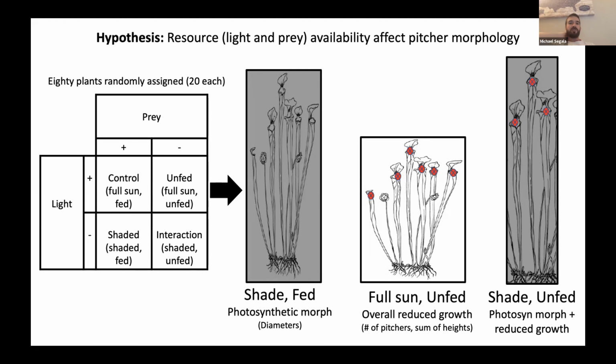The unfed treatment will have plenty of light, but will be nutrient limited due to the loss of prey capture, and that influx of nitrogen and phosphorus is good for building-block materials. These plants will exhibit overall reduced growth rates, which should be measured by the number of pitchers produced and the sum of their heights. The interaction treatment plants will have reduced light availability as well as be prey excluded. So we hypothesize that they will take on this photosynthetic morphology of taller, smaller-diameter pitchers, but will also have reduced growth rate from the lessened nutrient intake.